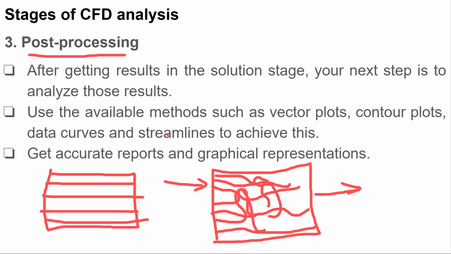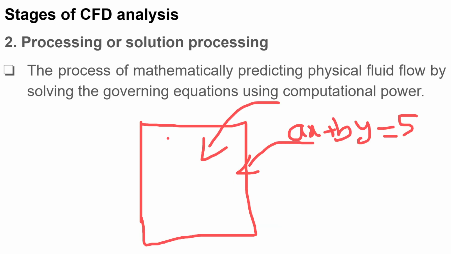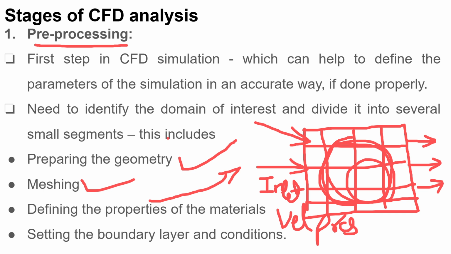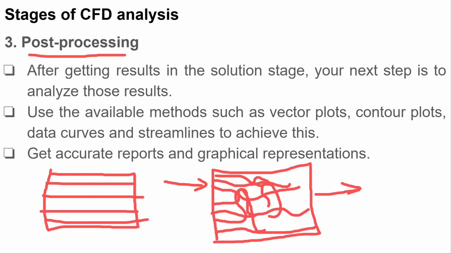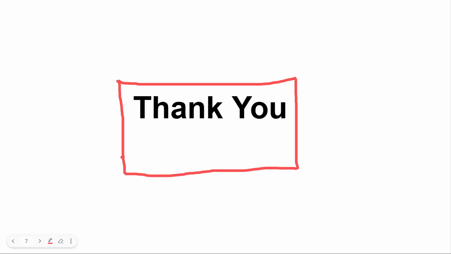So how many steps are there in CFD analysis? There are mainly three steps. First, pre-processing. Second, the solution processing or processing step. Third, the post-processing step. So that is a brief about computational fluid dynamics. In upcoming lectures, we are going to see some physical problems in ANSYS Fluent. Okay. Thank you.